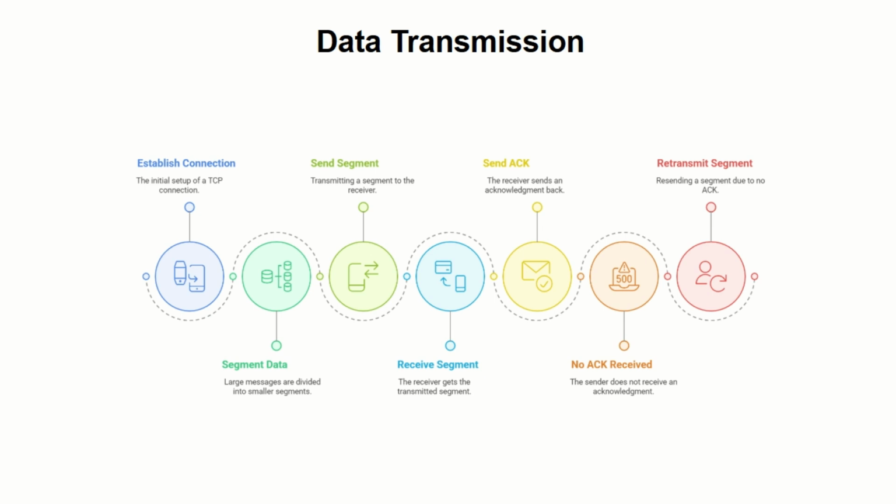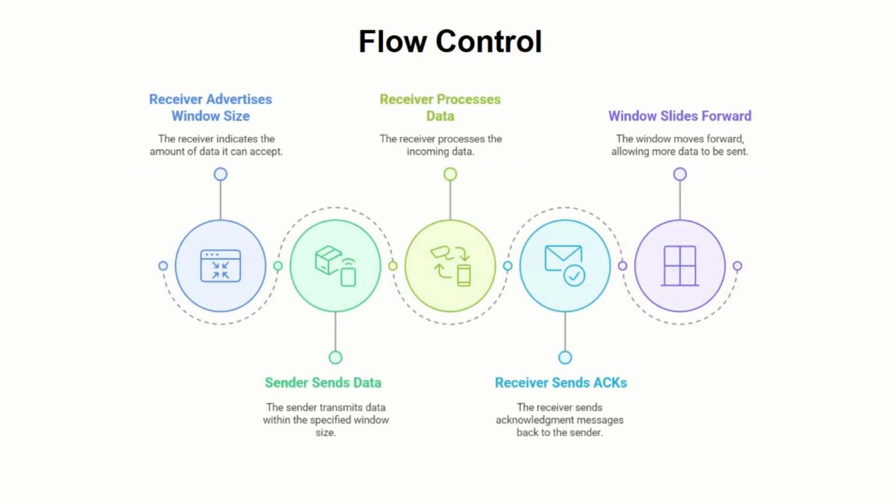This feedback loop ensures that the sender knows if any segment has been lost or corrupted and must be retransmitted. If the sender doesn't receive an acknowledgement for a specific segment within a certain time, it retransmits the segment, assuming it was lost or corrupted during transmission. Then the third step is flow control.